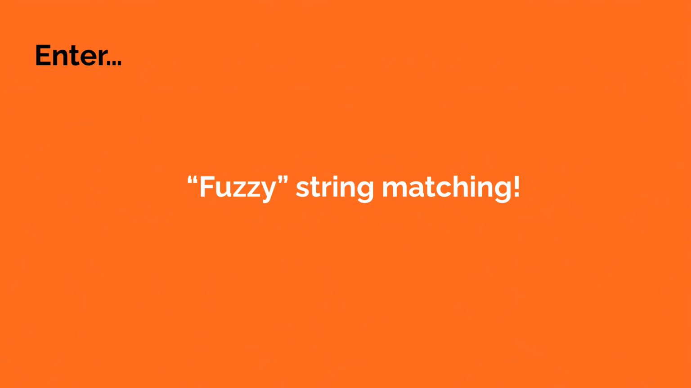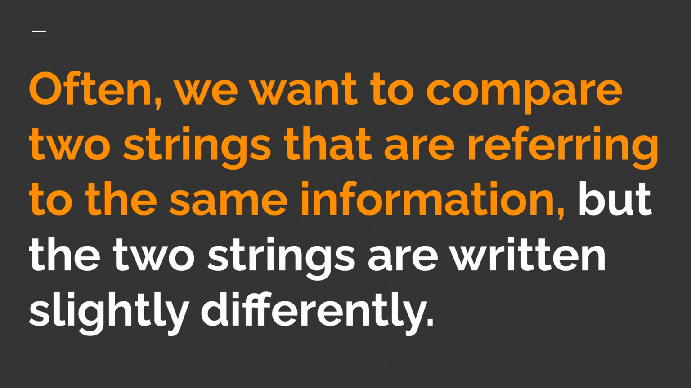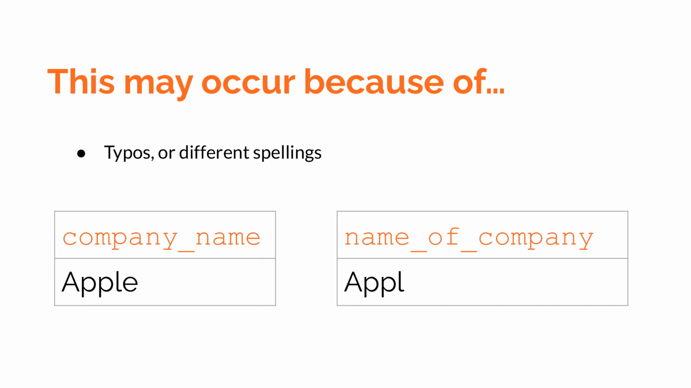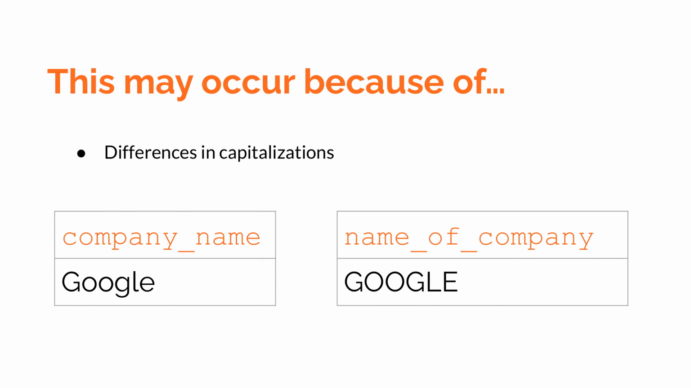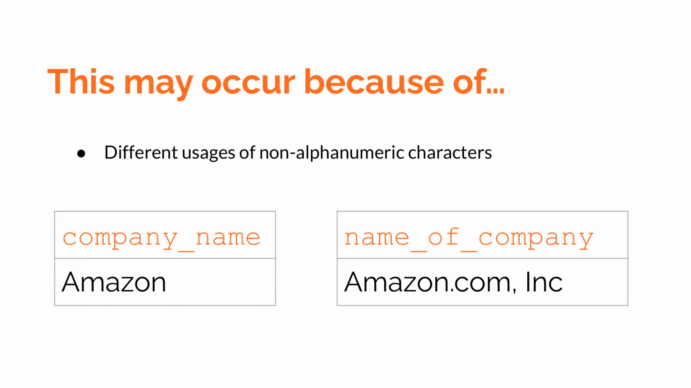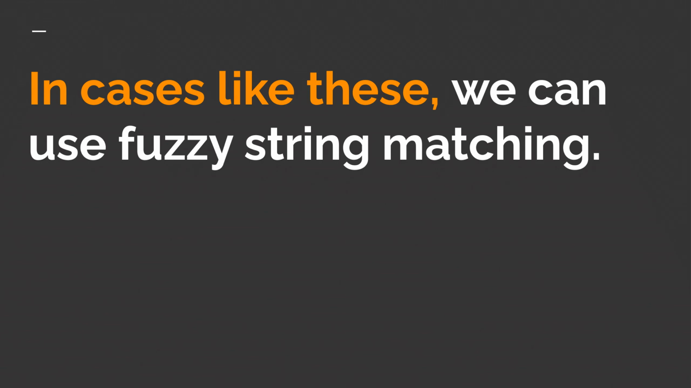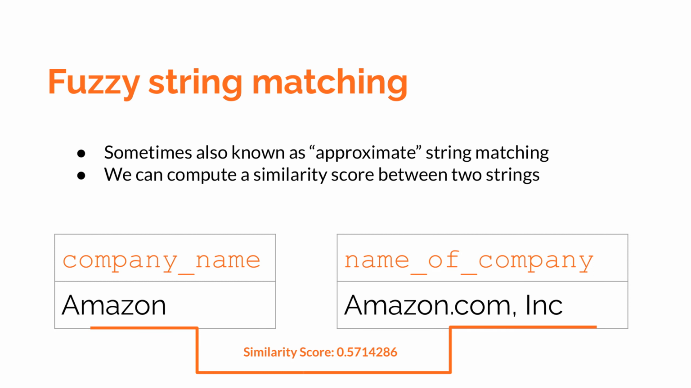Enter fuzzy string matching. Often, we want to compare two strings that are referring to the same information, but the two strings are written slightly differently. This may occur because of typos, different spellings, slight differences in capitalizations, or different usage of non-alphanumeric characters. In cases like these, we can use something called fuzzy string matching. This is sometimes also referred to as approximate string matching.